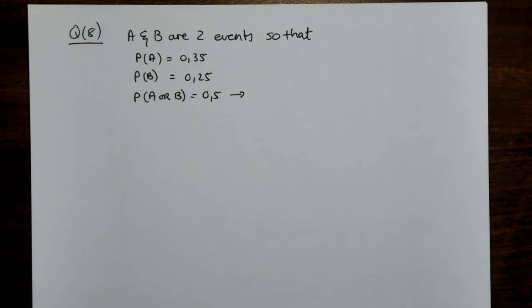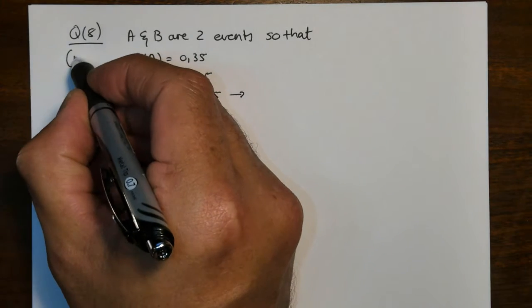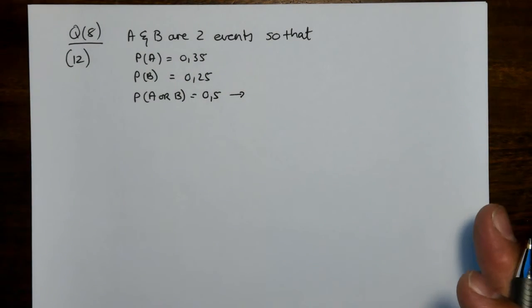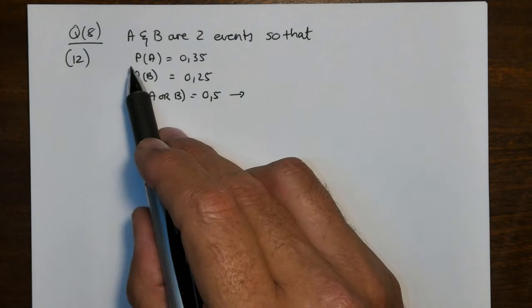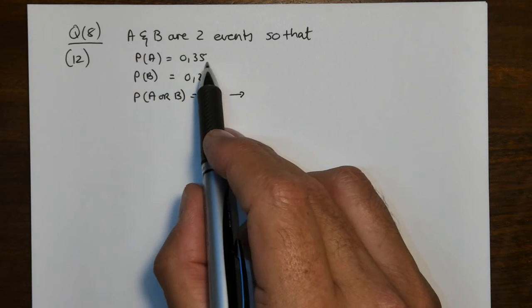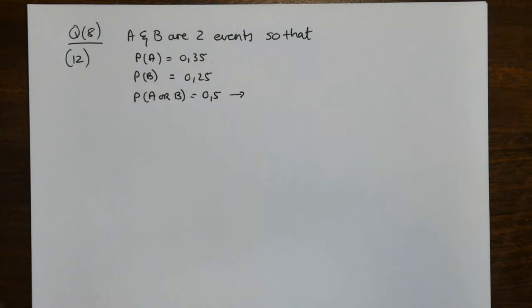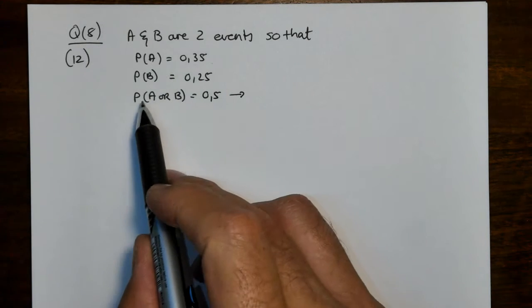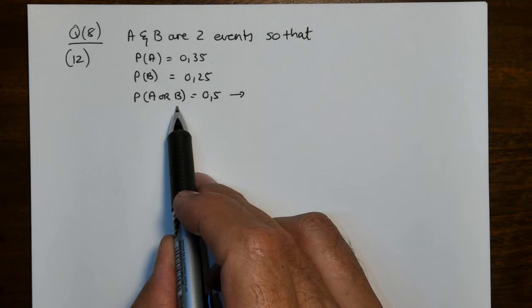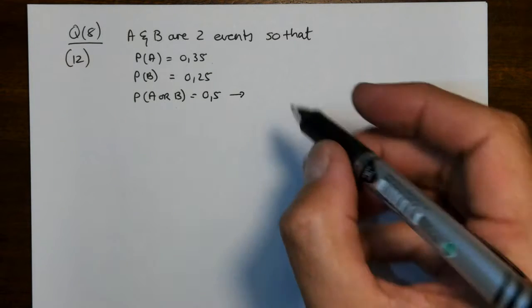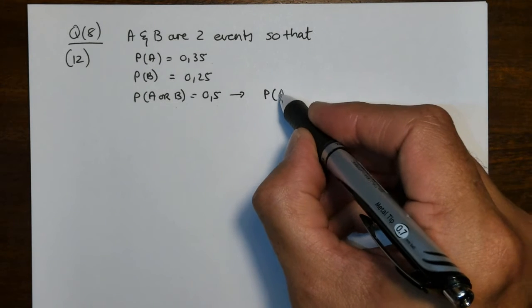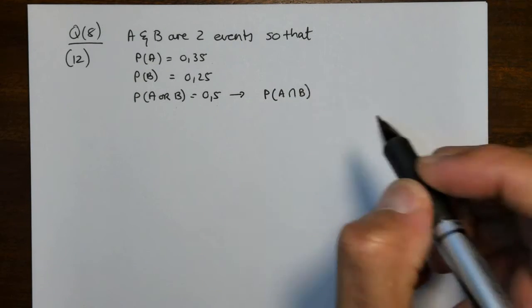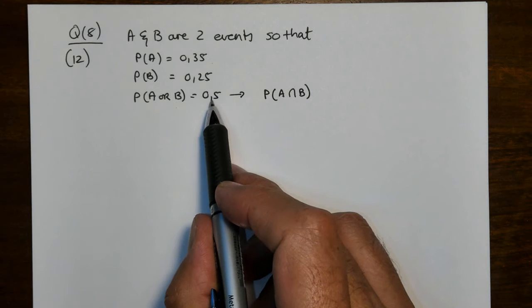Right, folks. Question 8 of the exam paper dealt for 12 marks with probability. The question said, A and B are two events such that the probability of A happening is 0.3, the probability of B happening is 0.25, and the probability of A or B happening is 0.5. Now remember, this is probability. Another way to write this is A intersect B is 0.5.